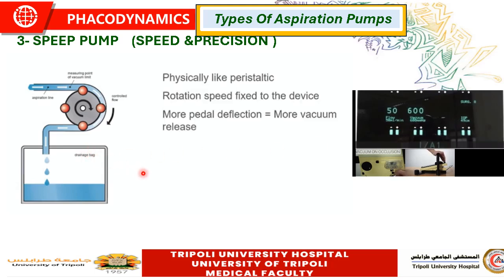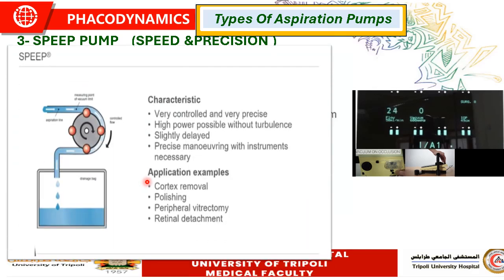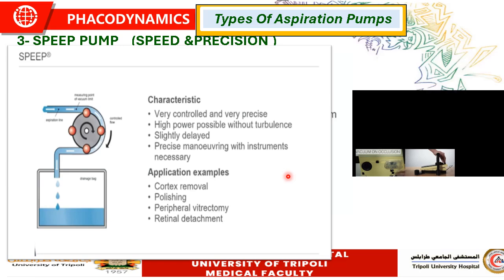So it takes the advantage of the Venturi system, in that you can utilize a very high vacuum, and it also utilizes linear control for both the vacuum and aspiration flow rate. This is a special type of pump characteristic of the Oertli system. As I said, it can even be applied in retinal surgery because of this high vacuum, and you can do peripheral vitrectomy with this very precise and very fast pump. That's why it is known as the speed pump, because it is very fast. That's speed and precision.